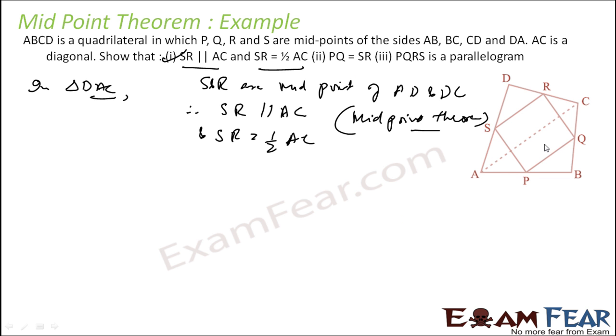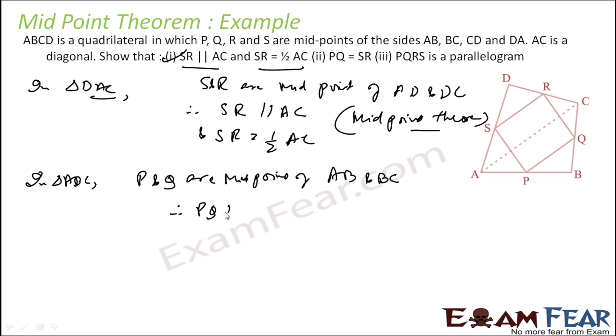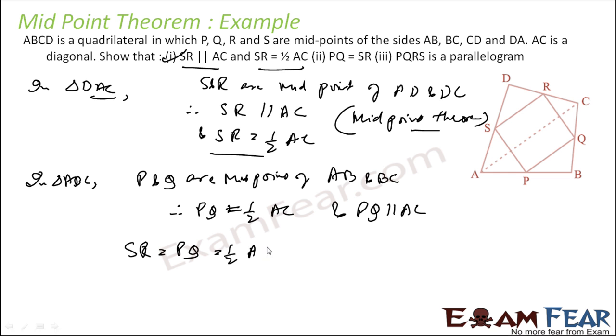Next we have to prove PQ is equal to SR. To do this, let's take this triangle. In triangle ABC, I can say that P and Q are midpoints of AB and BC. Therefore, PQ is equal to half of AC and PQ is also parallel to AC. Now, if you see, SR and PQ both are equal to half of AC, correct? So SR is equal to PQ is equal to half of AC, and that is what we have to prove. SR is equal to PQ.